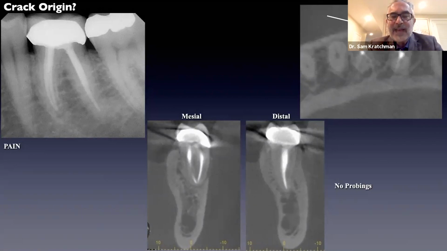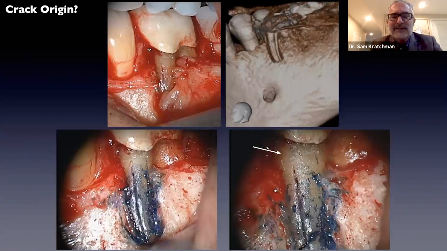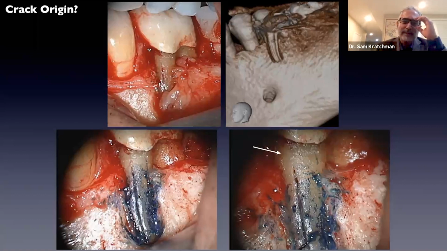On this particular case, I didn't see anything unusual. There's no missed canal, no periapical lesion, a little bit of buccal bone loss. That could be a crack, but there were no probings. So I raised the flap, and this was very interesting. This is methylene blue. I use this every time I do surgery to look for cracks, or missed canals, or PDL. Look very carefully here. The crack extends down the root. This tooth is going to have to be extracted, but the crack is not continuous with the crown.